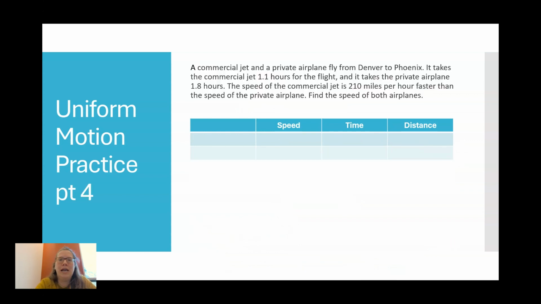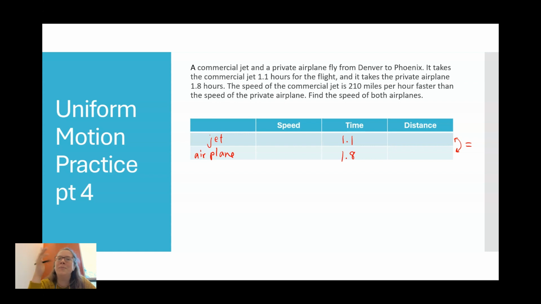A commercial jet and a private airplane both fly from Denver to Phoenix. Okay, that tells me these are equal. They're both flying the same distance. The commercial jet takes 1.1 hours and the private airplane takes 1.8 hours. The speed of the commercial jet is 210 miles per hour faster than the airplane. Find the speed of both airplanes.